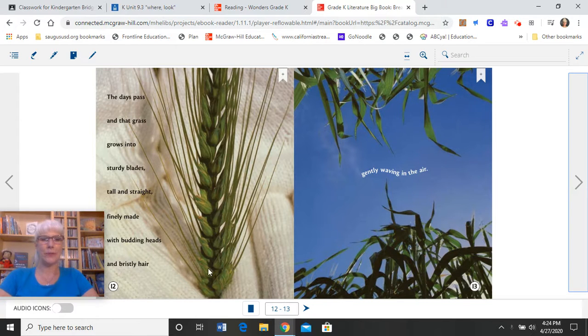Here we have, do you remember what this was? Our sturdy blades, tall and straight. And they took this picture very, very close up of the stalk of wheat. You can see that he's holding it in his hand, but it looks very big because it's so close. Now it looks like a blade, like a sword or a lightsaber. But over here, gently waving in the air, they took a picture from way down at the bottom of the wheat, so you could see that in relation to the sky, it's very small.